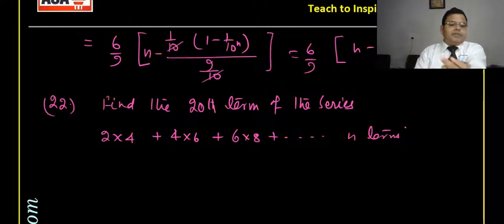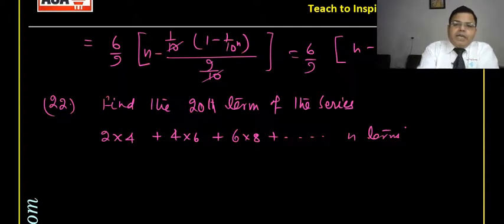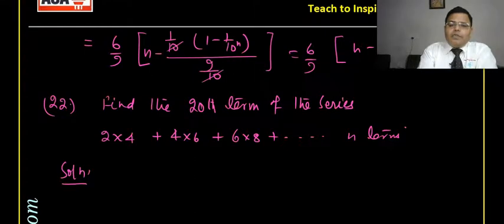Find the 20th term of the series. What will be the 20th term? You can analyze this for the solution. We can write 2, 4, 6: the first term is 2 times 1, the second term is 2 times 2, the third term is 3 times 2.